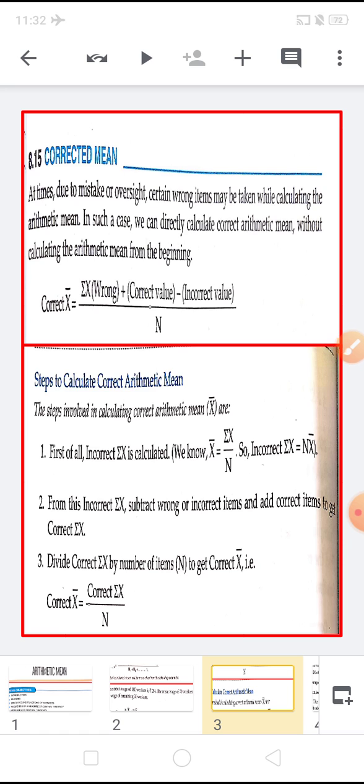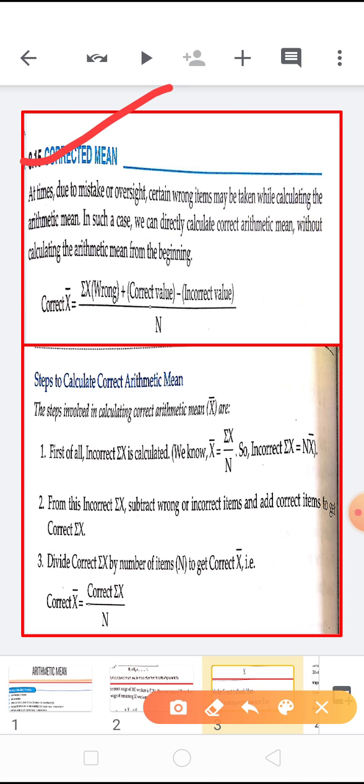Children, now we are moving on to the next topic, that is correct arithmetic mean. In correct arithmetic mean, we need to find out the correct arithmetic mean when a wrong arithmetic mean was given, and it is also given that instead of the right value, a wrong value was taken into consideration in calculating the arithmetic mean.